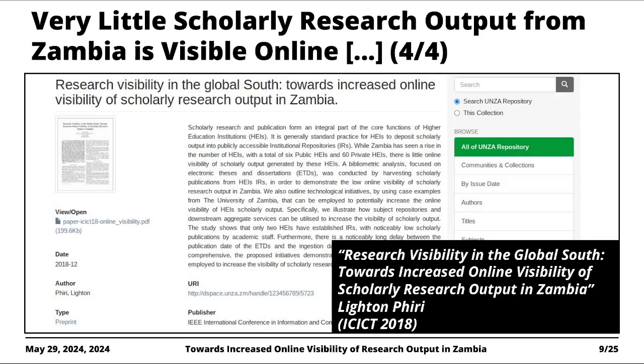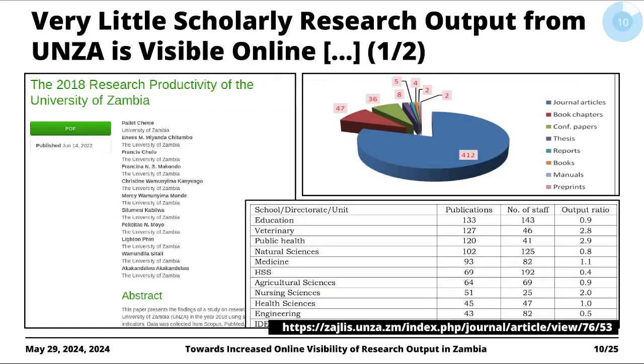I do encourage you to find time to perhaps read this work, but in there you will find graphs that paint a really bad picture about the state of visibility of research in Zambia, ideally. There's more recent work which I've been a part of.